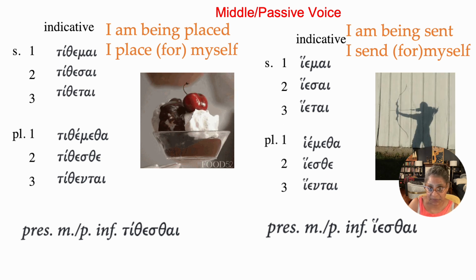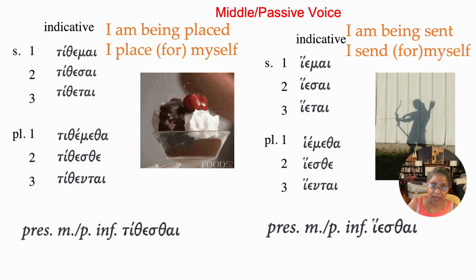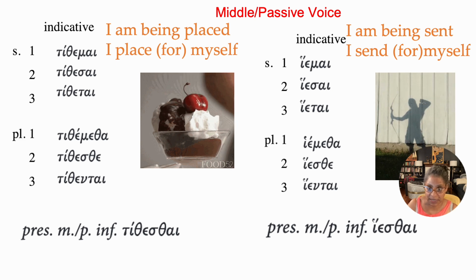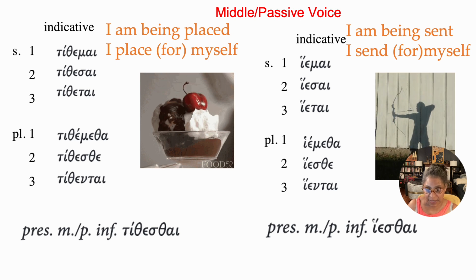I'm being sent for hiemai. I'm being sent. I am sending something for myself. So hiemi, hiemai. All right. And then the infinitive is tithesthai and hiesthai.